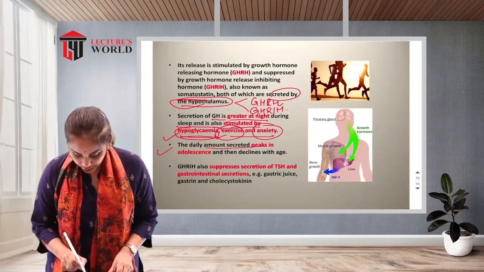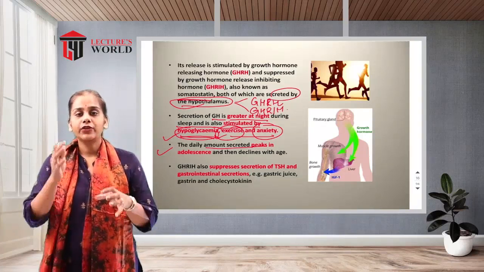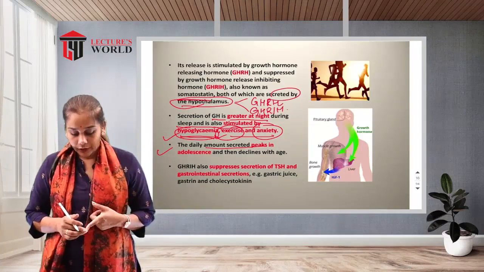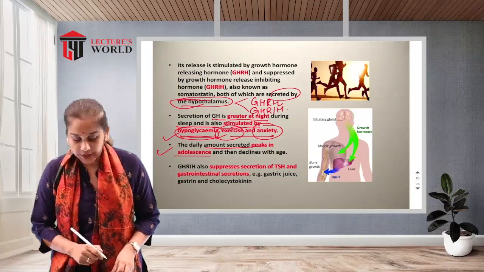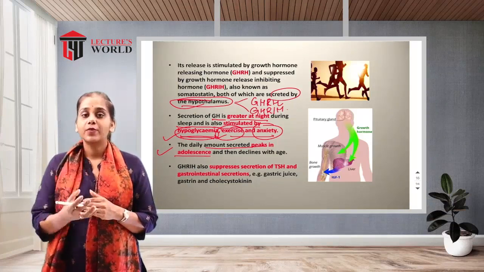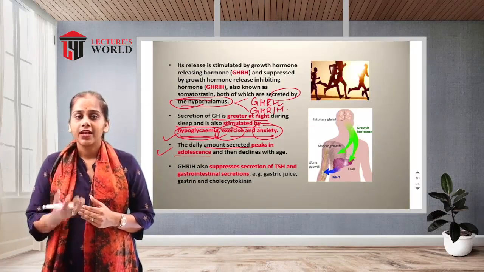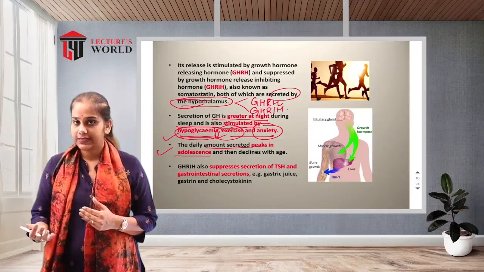Then the daily amount secreted peaks during adolescence. During the entire journey of life, the daily amount secreted is at its peak level at the time of adolescence. At the time of adolescence, the puberty changes are there, the physical as well as body changes.